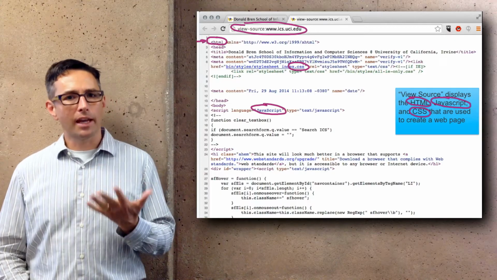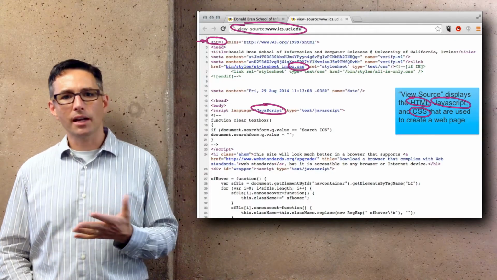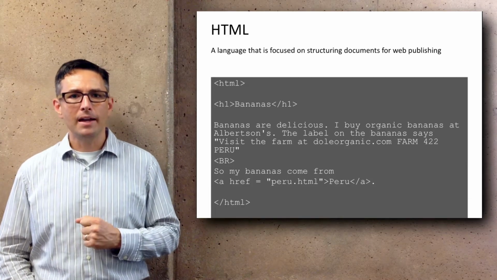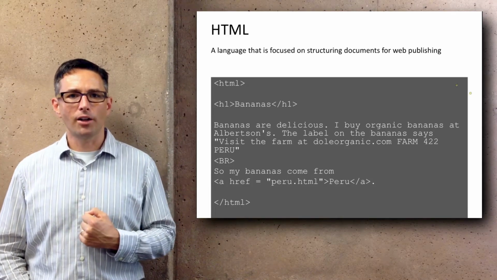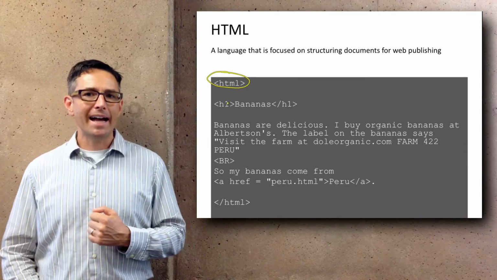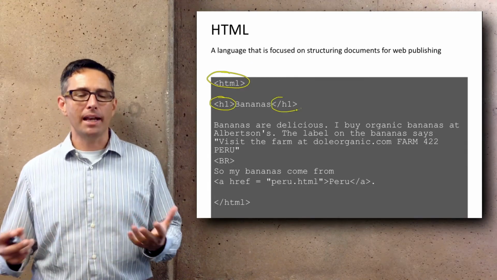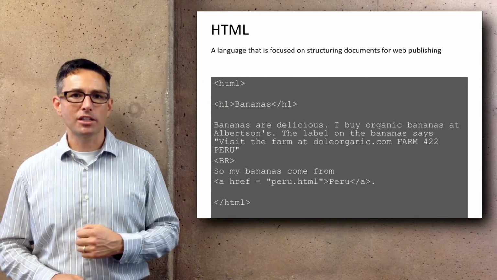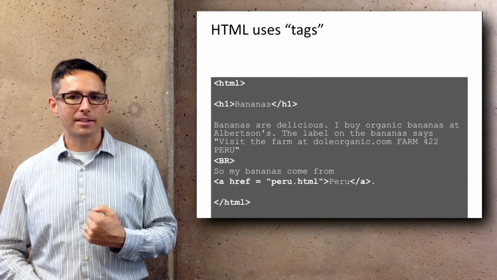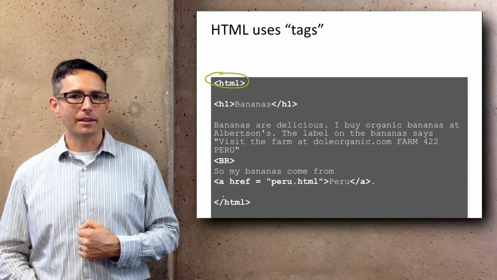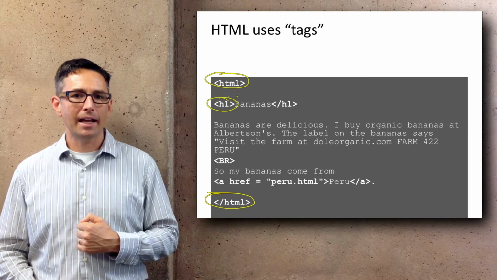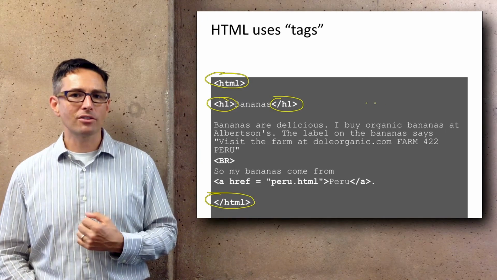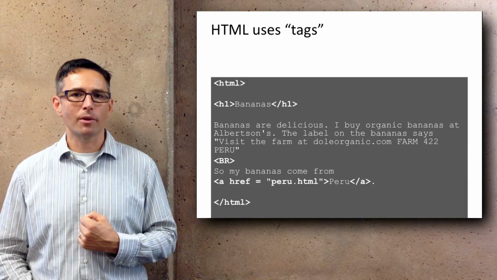So HTML is the language that's focused on structuring the content of these documents for publishing. So here's an example of a small HTML snippet. And you can see that there's these things in there called tags. And tags aren't actually part of the content. They're called metadata, and they're used to help format and structure the content. So you can see in this small HTML document, there's an HTML tag at the top and a slash HTML tag at the bottom. There's an H1 tag at the front of bananas and an H1 tag at the end of bananas. And those tags are used in order to try and describe some of the ways in which the content should be presented.